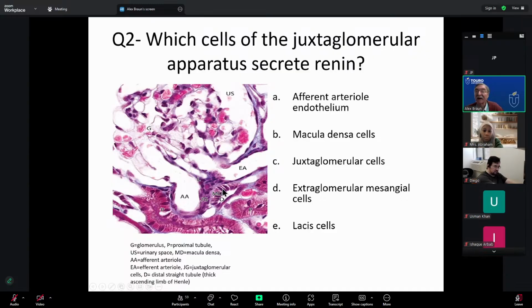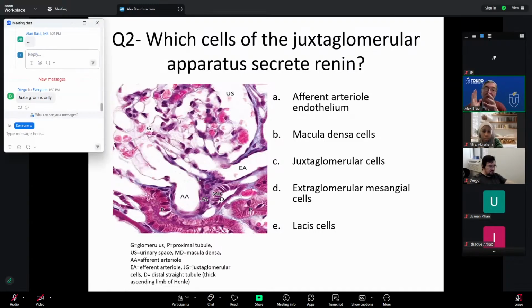And here is macula densa. This is macula densa right here. So that's the macula densa. Here's a vascular pole with the distal tubule or thick ascending limb.